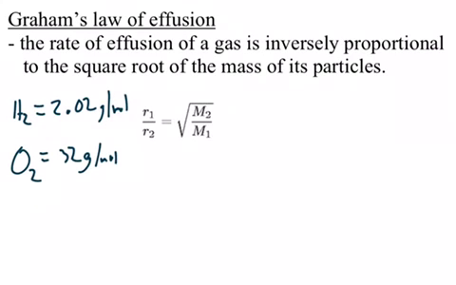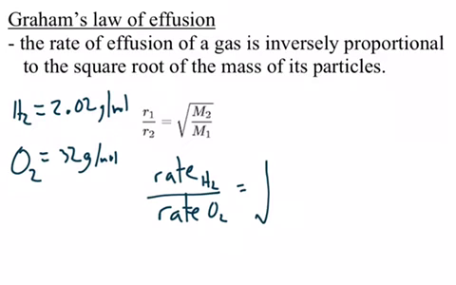What you're going to notice is when we place it in the formula, you're going to see that the units cancel. So here's what we're going to do. The rate of gas 1, so let's put here the rate of hydrogen over the rate of oxygen. Put the lighter gas on the numerator, the rate, and then the heavier gas, because we want to find out how much faster hydrogen is compared to oxygen.